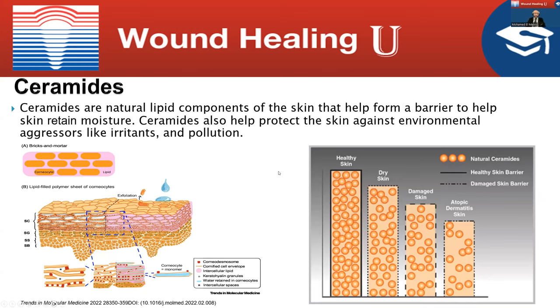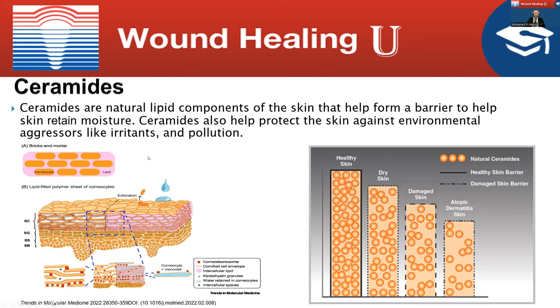Also, a very important barrier or defense factor, which forms a major component of the epidermis, is ceramides, or the lipid layer. Ceramides are natural lipid components of skin that form a barrier to help the skin retain moisture. As you can see from the top image on the left-hand side, the keratinocytes themselves are embedded in this lipid layer.